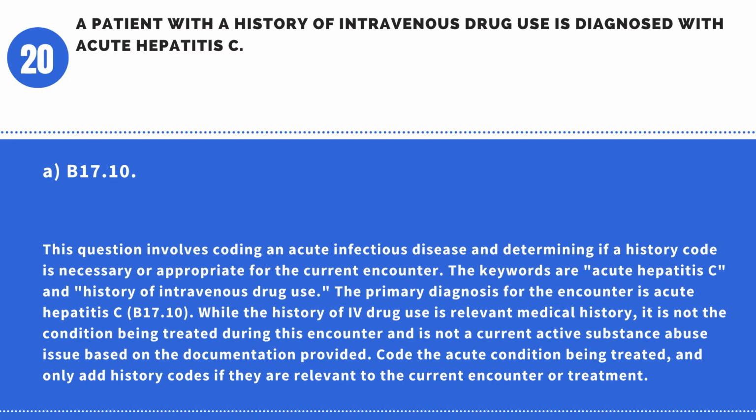Answer: A. B17.10. This question involves coding an acute infectious disease and determining if a history code is necessary or appropriate for the current encounter. The keywords are acute hepatitis C and history of intravenous drug use. The primary diagnosis for the encounter is acute hepatitis C, B17.10. While the history of drug use is relevant medical history, it is not the condition being treated during this encounter and is not a current active substance abuse issue based on the documentation provided. Code the acute condition being treated, and only add history codes if they are relevant to the current encounter or treatment.